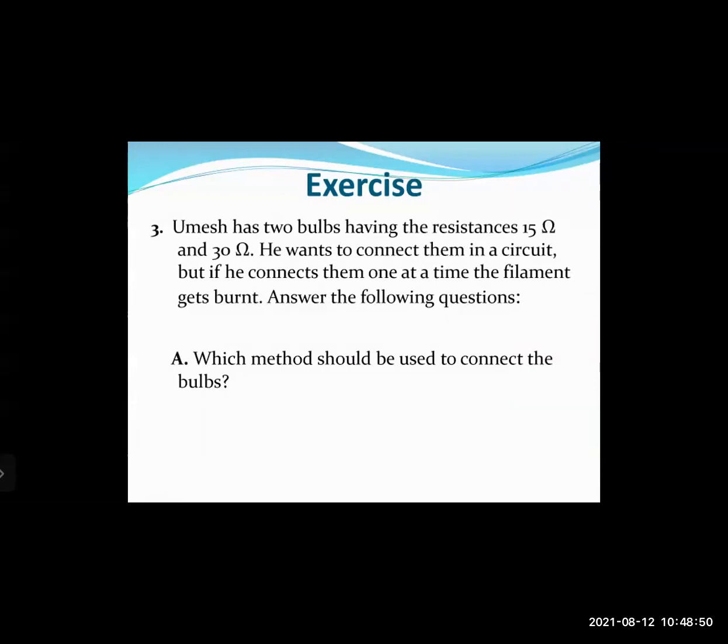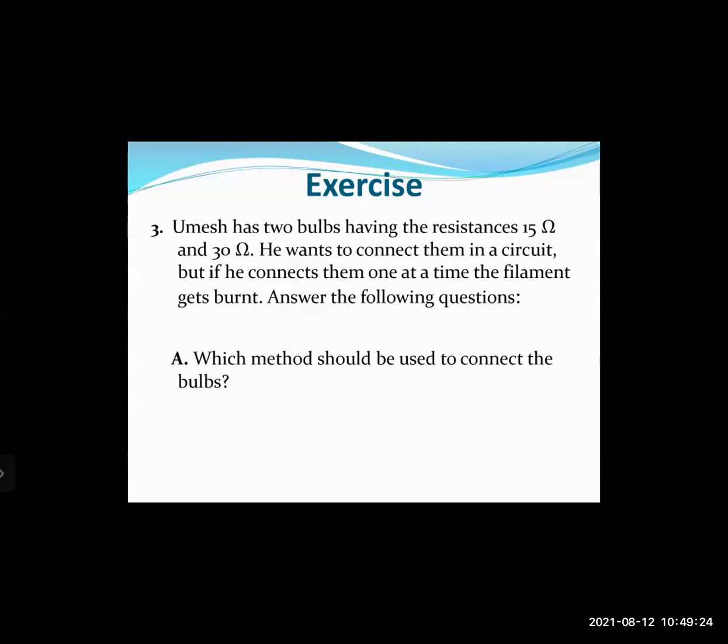Umesh has two bulbs having resistances of 15 ohms and 30 ohms. He wants to connect them in a circuit, but if he connects them one at a time, the filament gets burnt, right? So Umesh has two resistances having values of 15 ohms and 30 ohms, right? So he wants to connect them in a circuit. Now, there are two ways of connecting resistances in a circuit. The first way is by a series combination, and the second one is by a parallel combination, right?